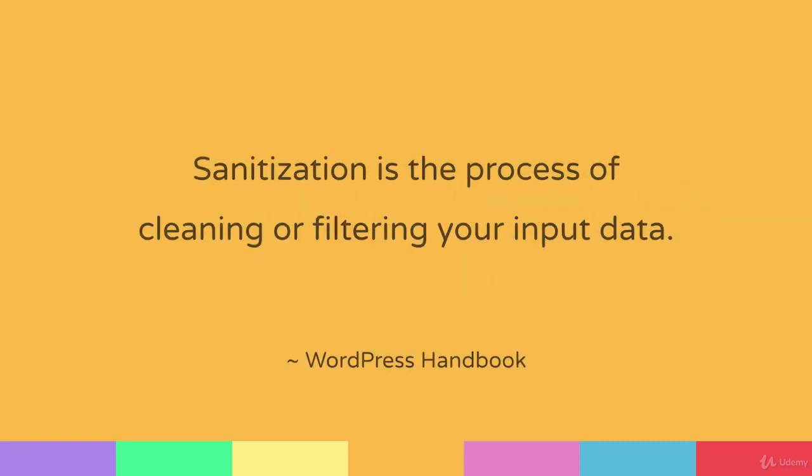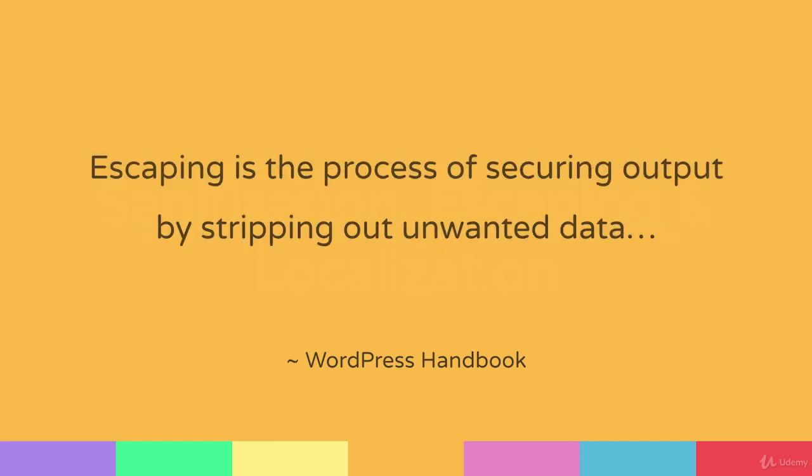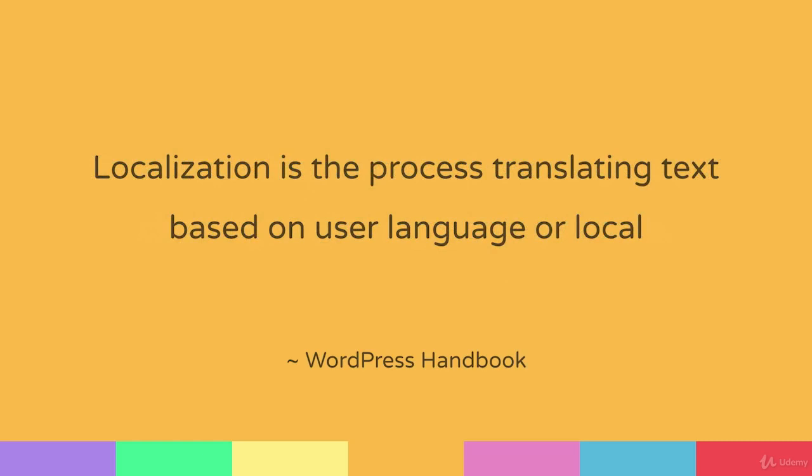Sanitization, according to the WordPress handbook, is the process of cleaning or filtering your input data. Escaping is the process of securing output data by stripping out things that are unwanted. And localization is the process of translating text based on user language or locale.